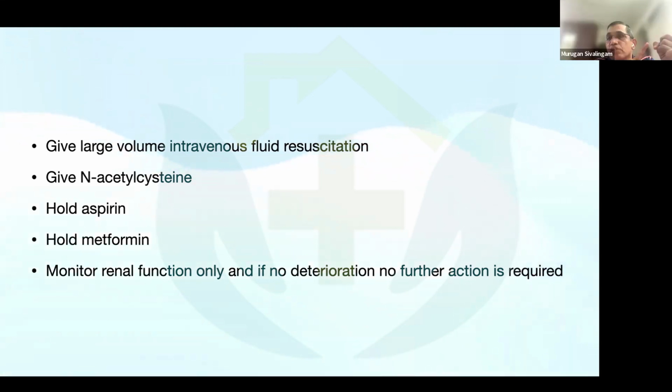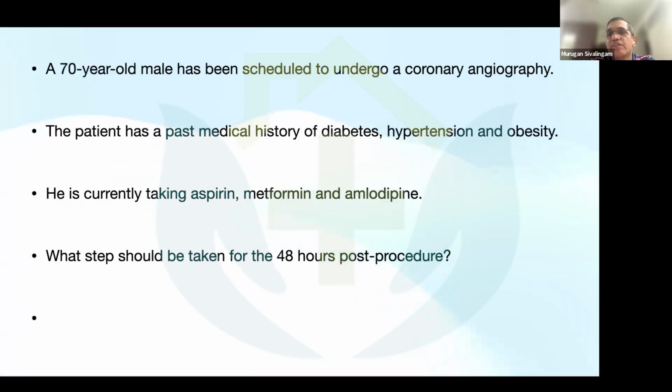So the most important thing is stop metformin. You give fluids, but not necessarily large volumes of fluid because you need to be careful in these sort of patients. N-acetylcysteine, some people do use it, but the evidence is a little bit patchy. So the most important thing is to stop metformin. Now, what are the other risk factors for contrast nephropathy?